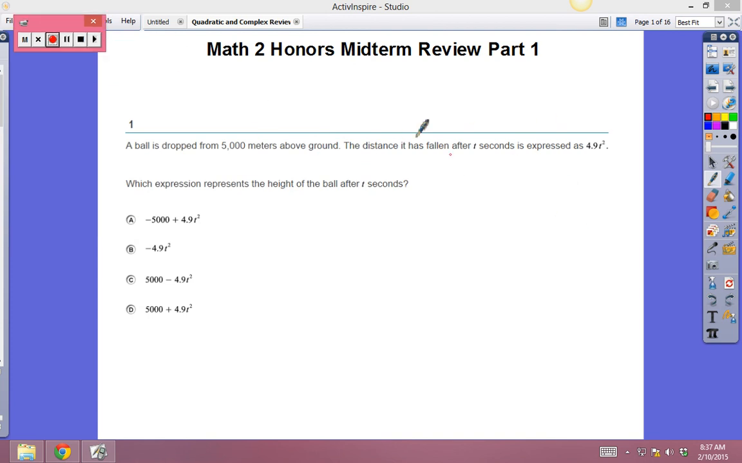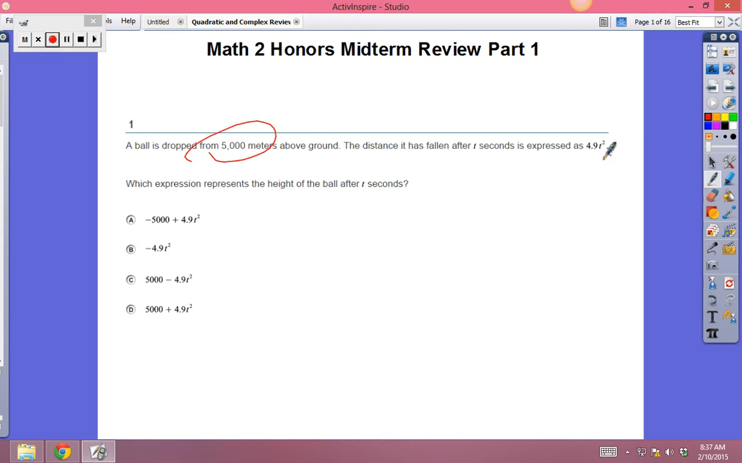Okay, modeling quadratics, they give you a couple pieces of information. So if you're going to drop a ball from 5,000 meters above the ground, and this is going to model distance. Time is seconds. If it falls for 10 seconds, you plug 10 into there, you square it, you times it by 4.9, and that will give you how much distance in meters is traveled.